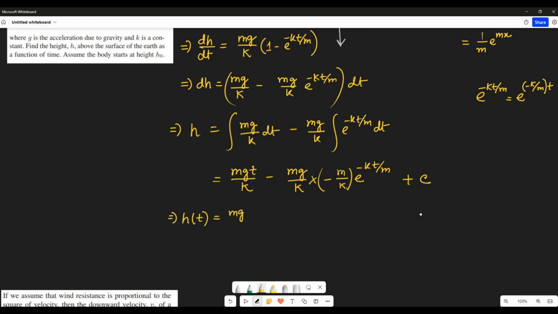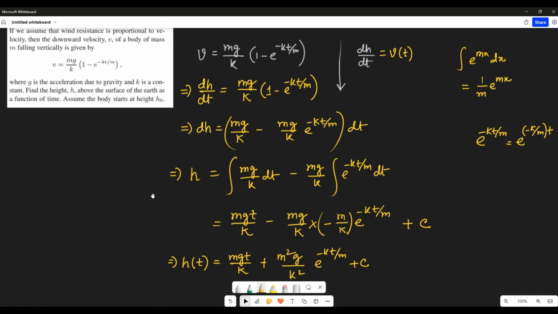So now we can write h of t as a function: mgt by k minus m square g by k square e to the power of minus kt by m plus some constant. Now look at the question. Assume that the body starts at the height of h. That means initially when t equal to 0, the h of 0 was h naught. That is called our initial condition.